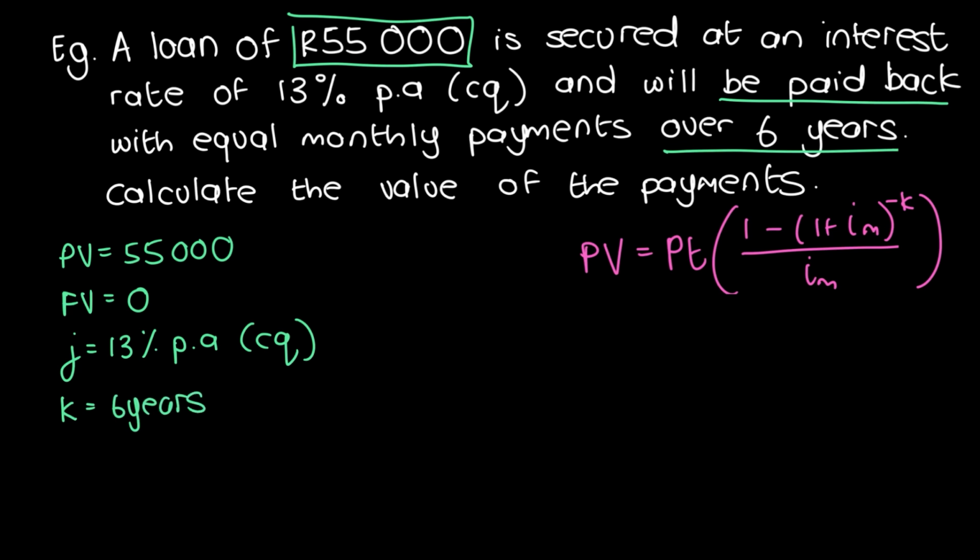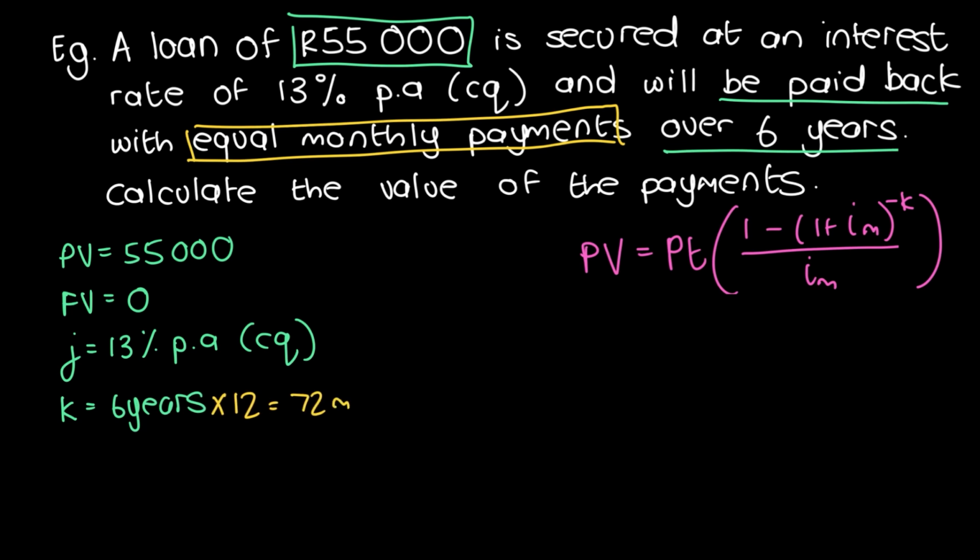Why does it need to be in months? Because it needs to coincide with the payment periods. So the payment periods are monthly, so we need to multiply that by 12 to get 72 months. And then we're like, oh, well, we also need to make sure that the interest is I12. So we need to convert this to I12. So let's go ahead and do that.